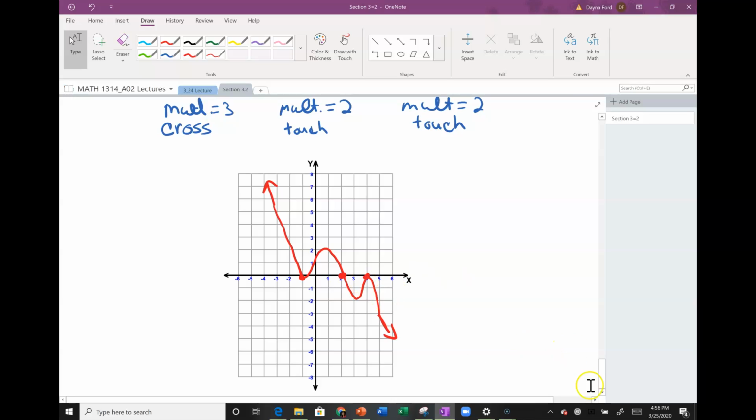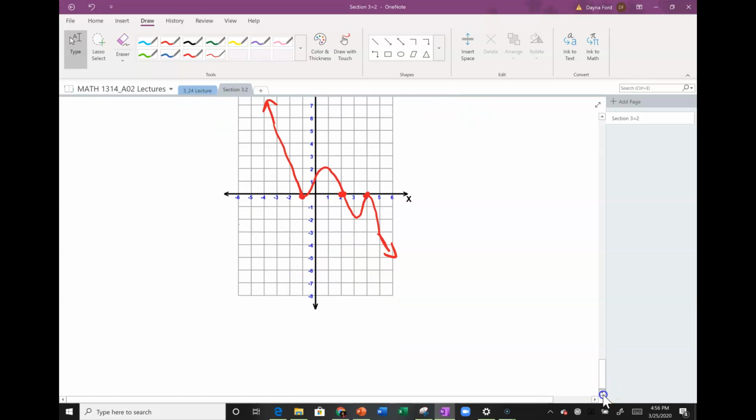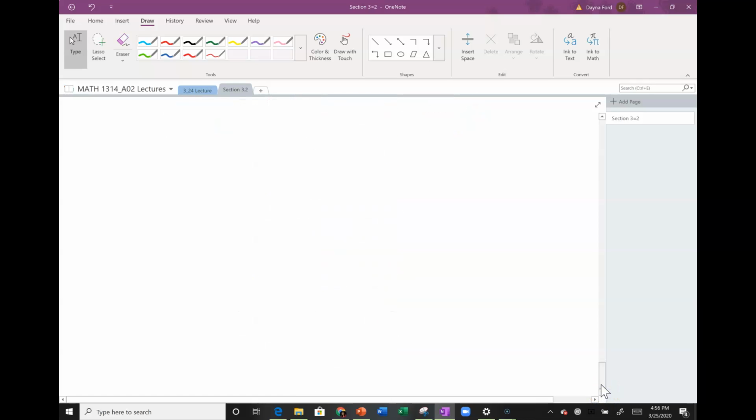So now I want to do one in which the function is not already in factored format.